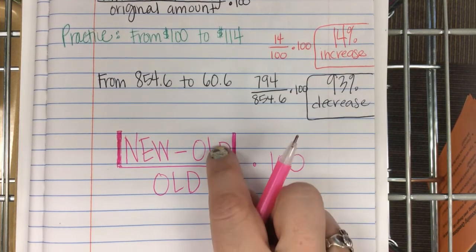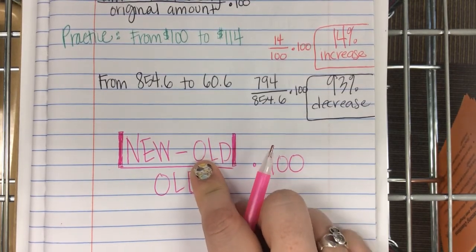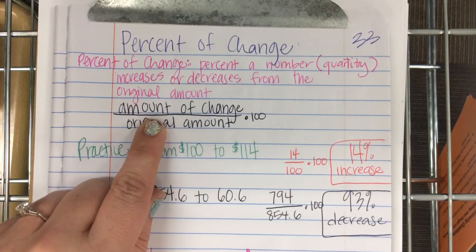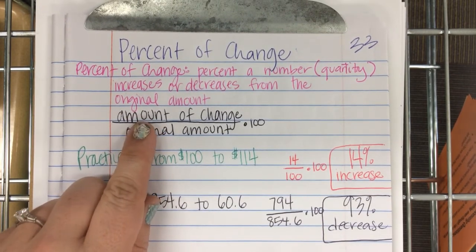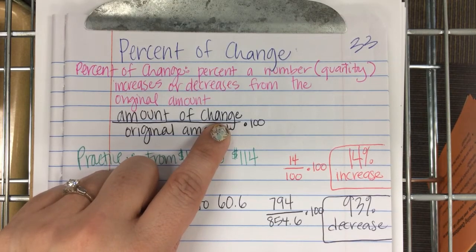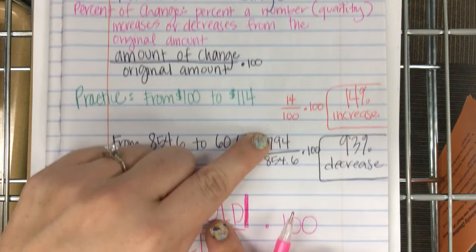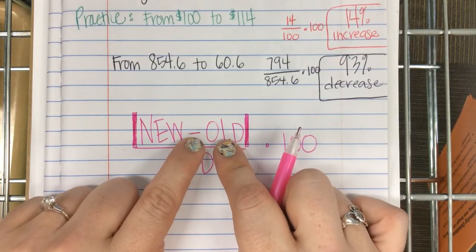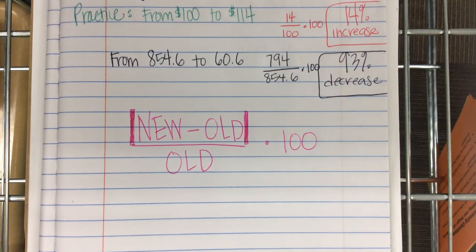So let's try using this formula. If you don't want to use this formula because you don't want to have to worry about the negatives, can you still do this? It's the same thing. How do you figure out the amount of change? What did you do to get 794? You subtracted, which is the same thing that we're doing down here. So let's try one more.